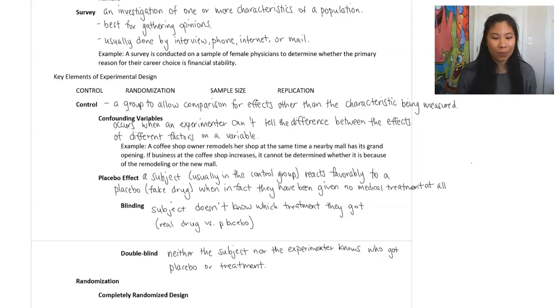Okay, so that's the first key element of experimental design, the control. So we want to have that comparison method. We want to make sure that for these people, whether they're getting the treatment or not, whether they get a placebo, that method for comparison would help us control for other effects.